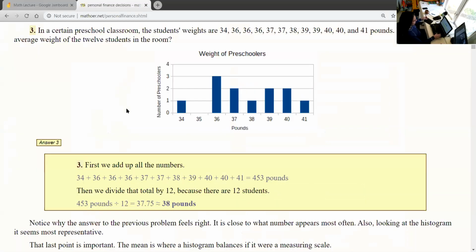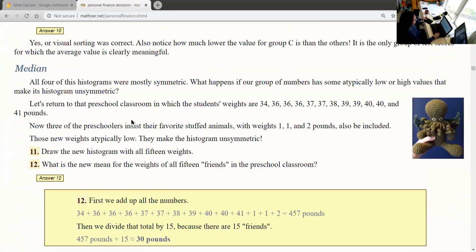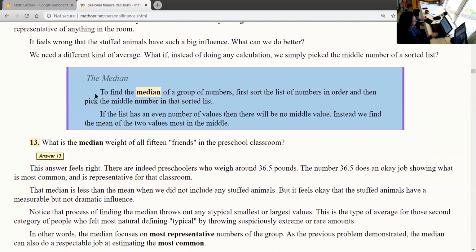So the tool to deal with that second kind of situation, where there's some oddball things that we really shouldn't treat as well as the rest, is a median. For the median, you first sort the list of numbers in order, and then you pick the middle number. If there is no middle number, that means there's an even number of values. So what do you do if there's nothing in the very middle of the list? Well, you take the two values most in the middle and then do the mean of those, add them up and divide by 2.